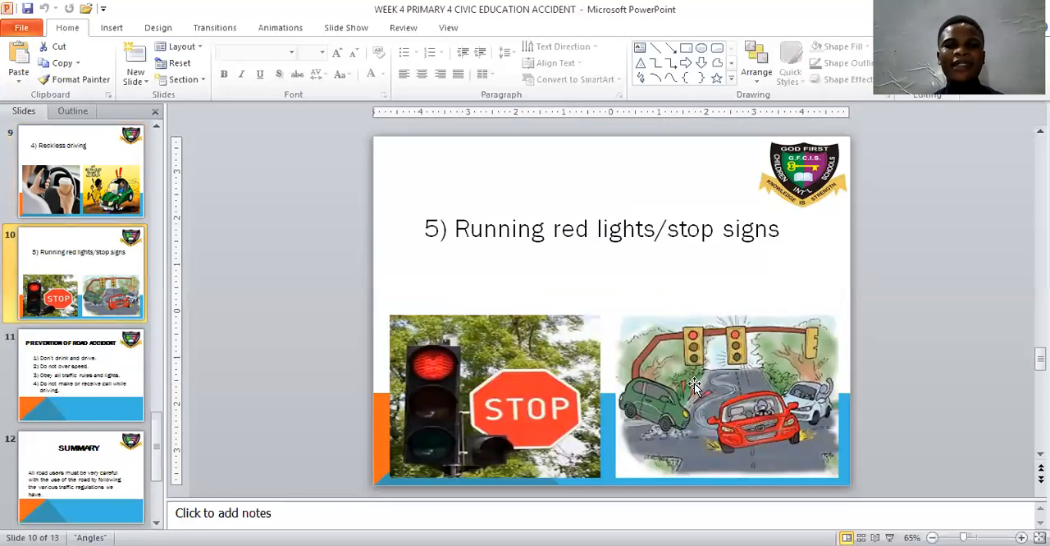Another one is running red lights or stop signs. When you see the red light sign, that is your traffic light. I told you on your traffic light, the red light means stop. It means that a moving vehicle should stop. So when you don't stop, what happens? It causes accident. Can you see what we have here? Can you see the red light? The red light is indicating that these cars should stop. They fail to stop, and you can see what they are about doing. They collided. That's accident. It caused accident. So whenever you see red light, you obey. Whenever you see a stop sign telling you to stop, you stop. You don't move ahead. You stop the car.